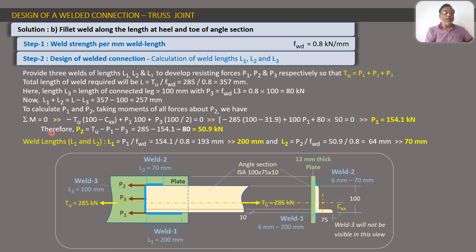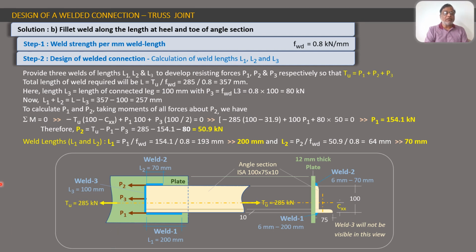Now, therefore, P2 will be, we know P3 now, we know P1 also. So P2 will be 285 minus P1 minus P3. So we get this answer as 50.09. You can solve this problem on paper and you can do the calculations on your own also. So in this way we get P1, P2, P3, all the forces calculated.